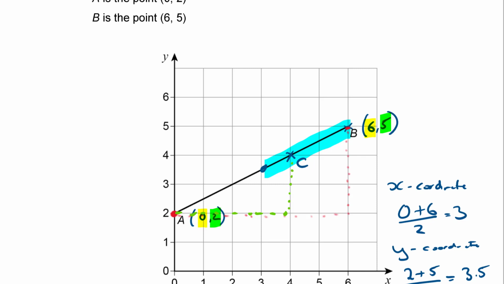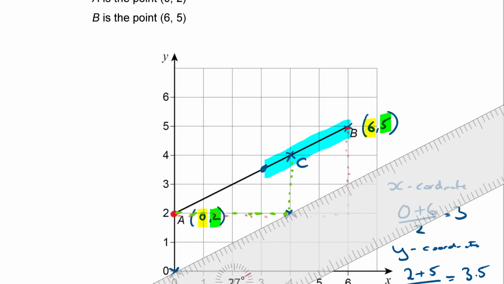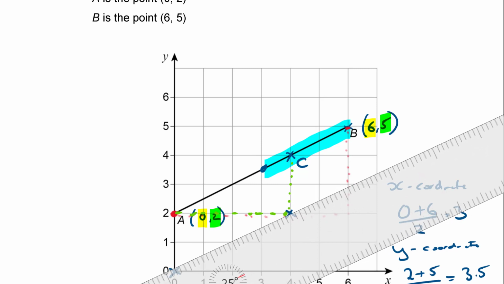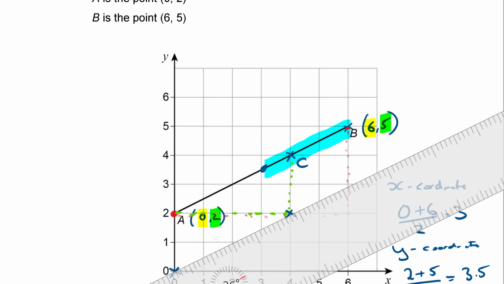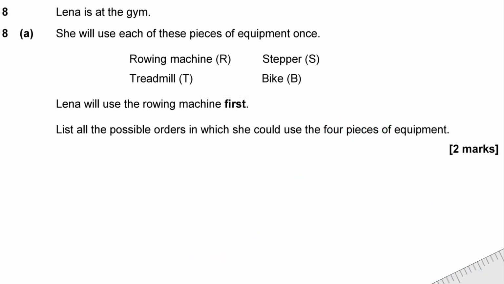So 4 units along and 2 units up. Starting from 0, that point there, going 4 units along and 2 units up, it's going to take me to there. Okay, so I'm just going to get my ruler out and then join those 2 points up. Okay, so you can see it's clearly parallel to my original line, and it's 2/3 of its length. So that's good.